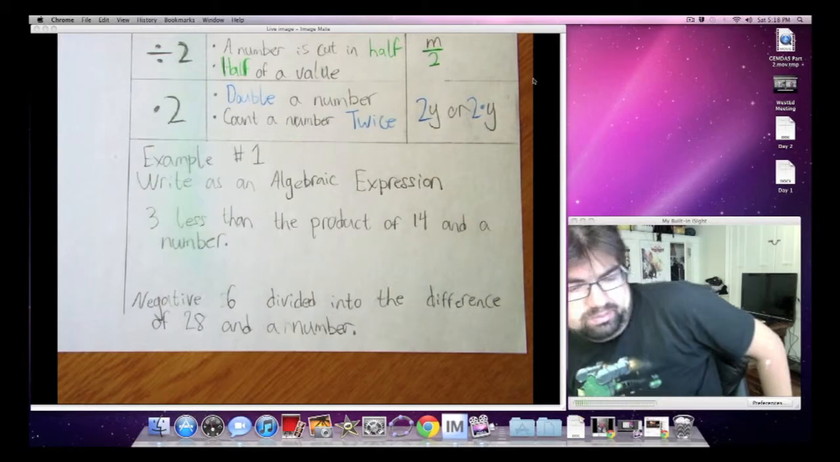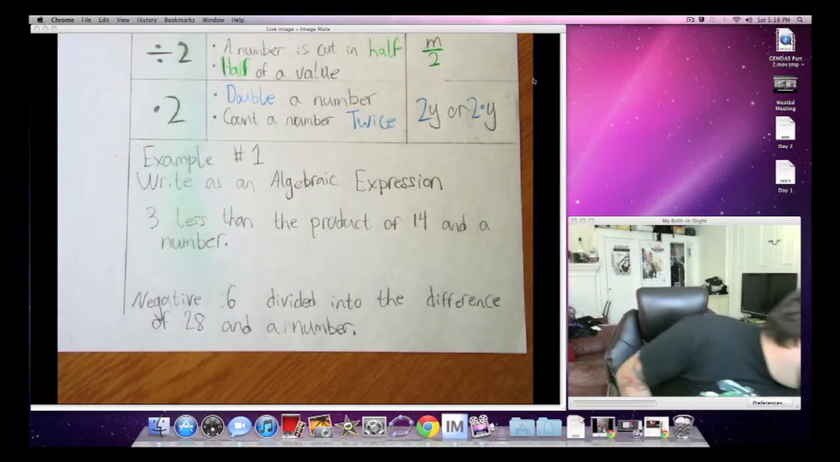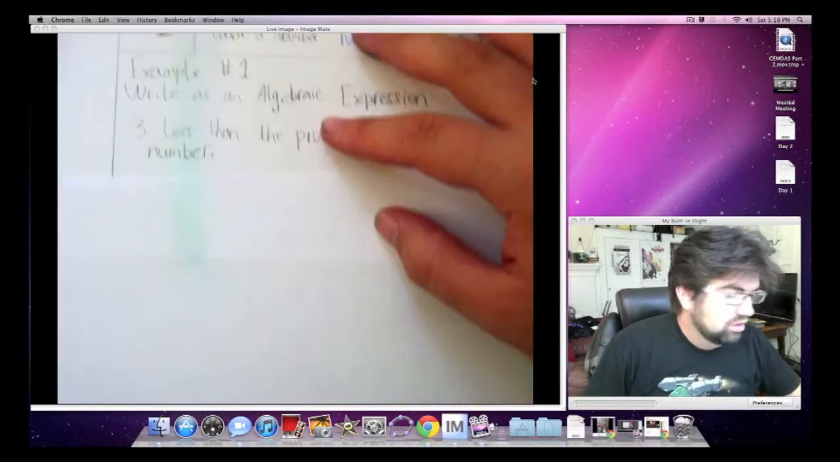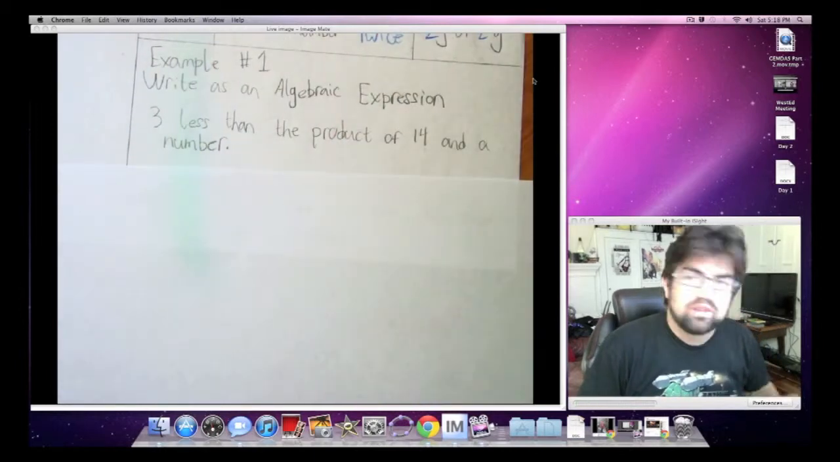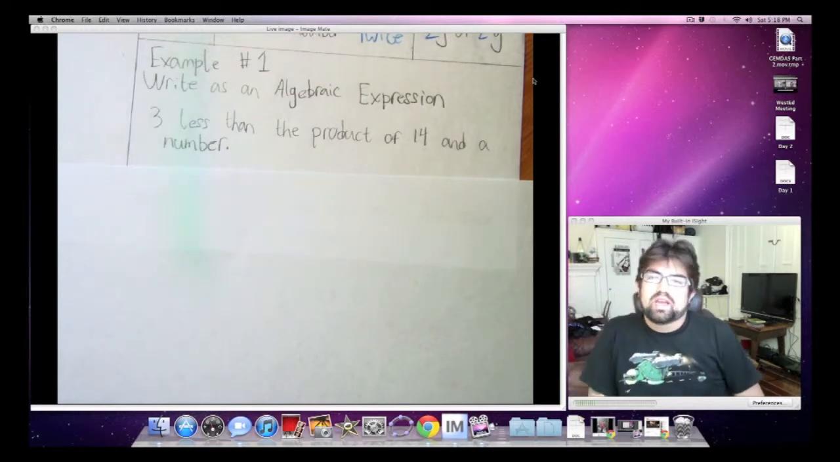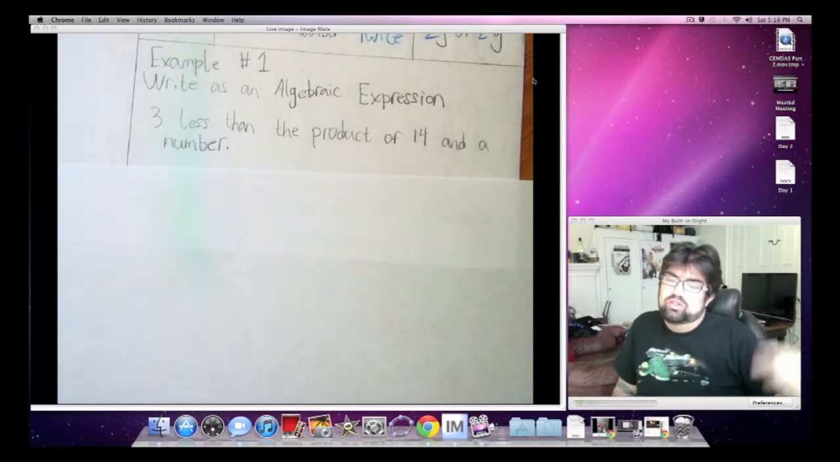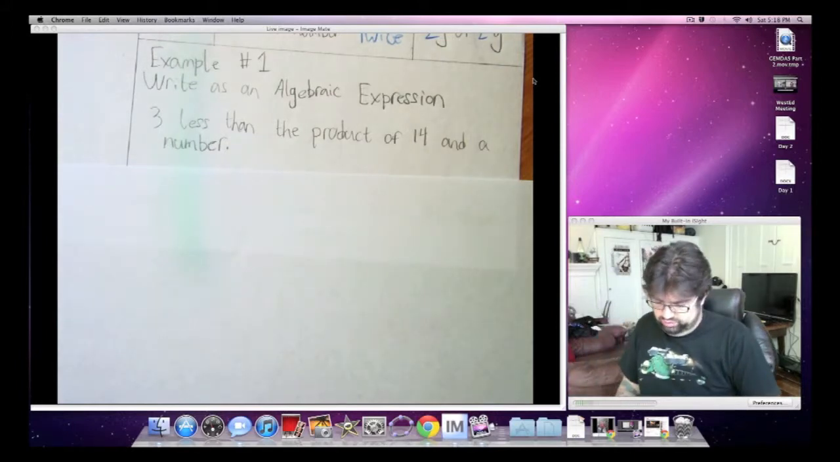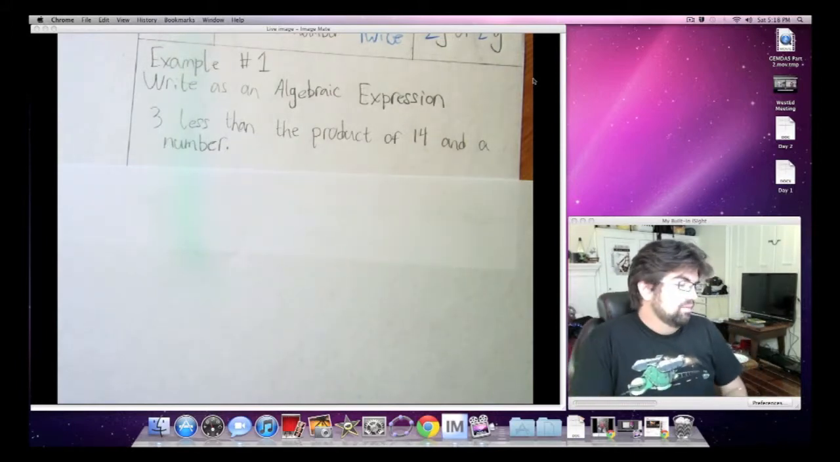Let's talk about example number 1. We're just going to look at the first part right there, if you want to ignore that bottom part for a minute. Example number 1: write as an algebraic expression. So I'm going to depend on you to go back up to your top part, and let's read through it first.